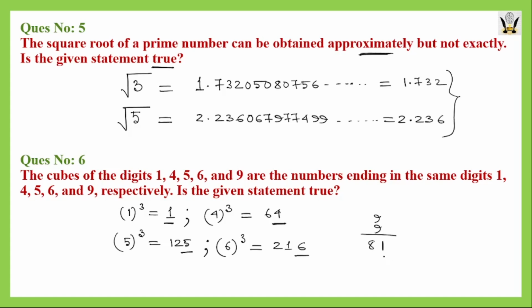So at units place it will be 1, and when it is multiplied by 9 again at units place, it will be 9 only. That means this statement is again true.